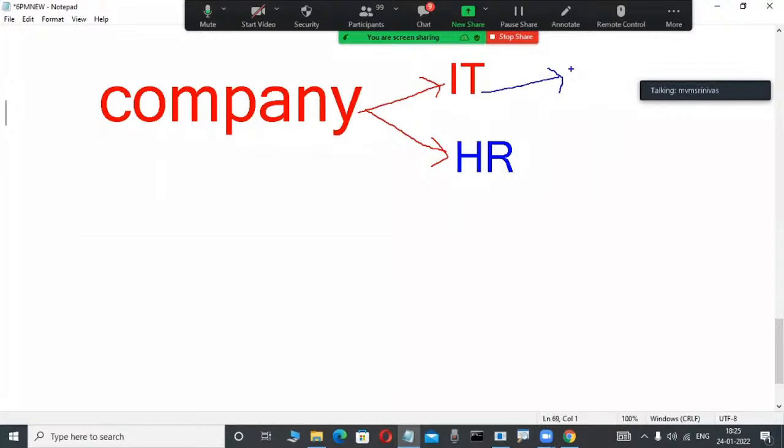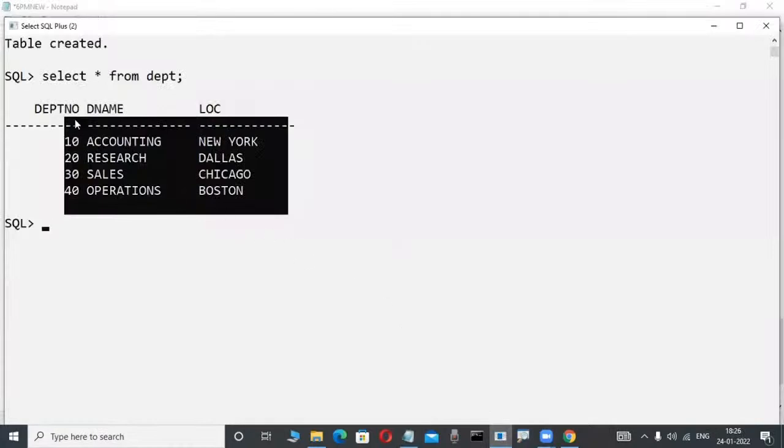In this IT department, 3 employees are working, for example. Again, in the HR department, 1 employee is working. This is a small scenario. In a company, an IT department and an HR department are there. One company, 2 departments. In the IT department, 3 employees are working. In the HR department, 1 employee is working. Suppose you are a first-time newcomer, how are you thinking?